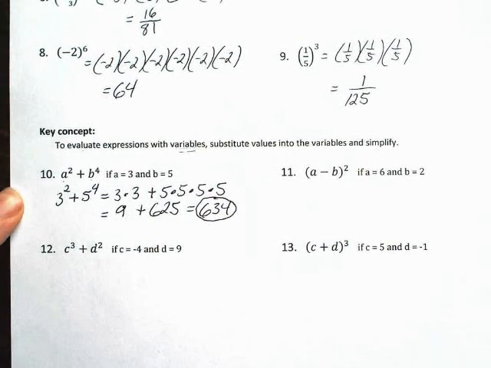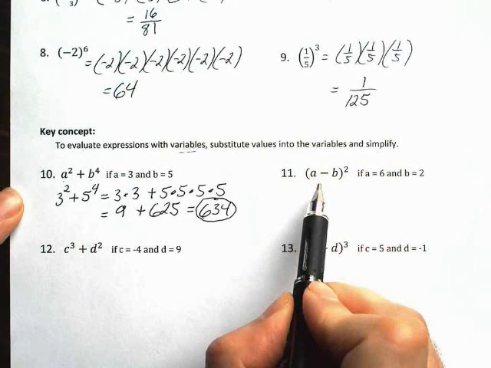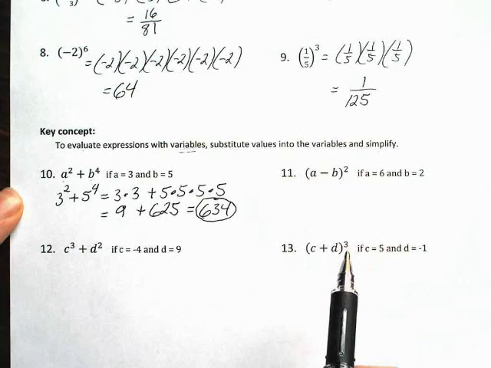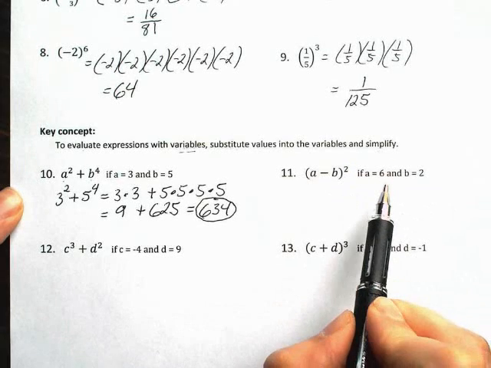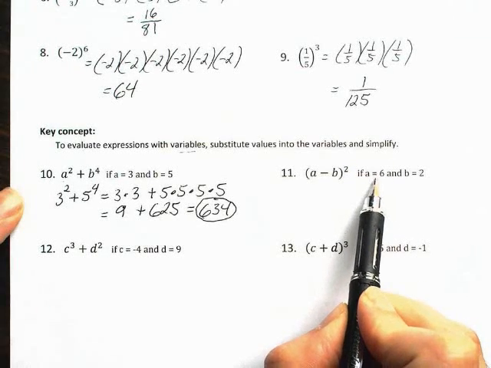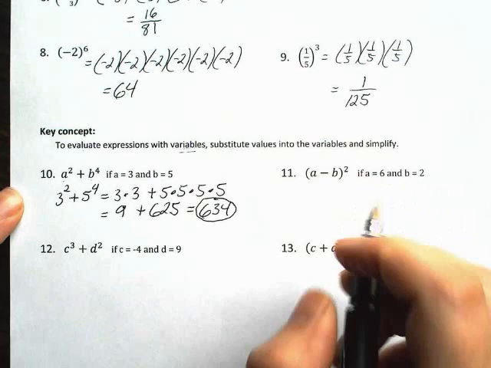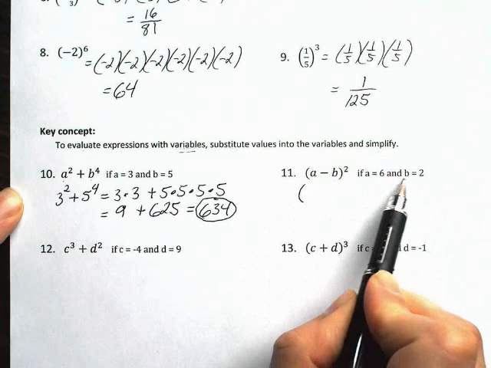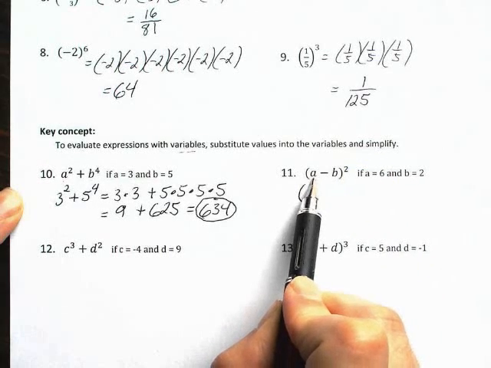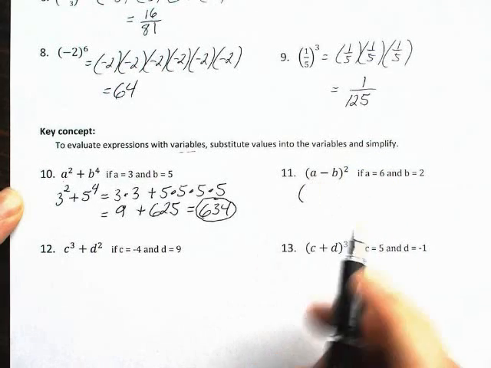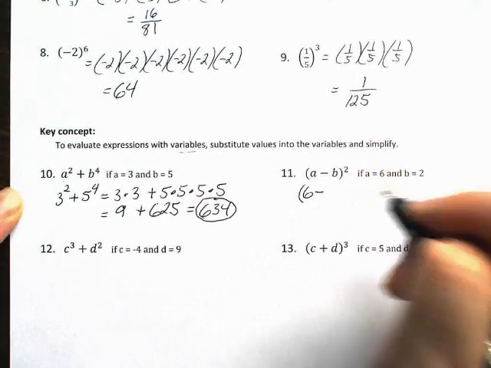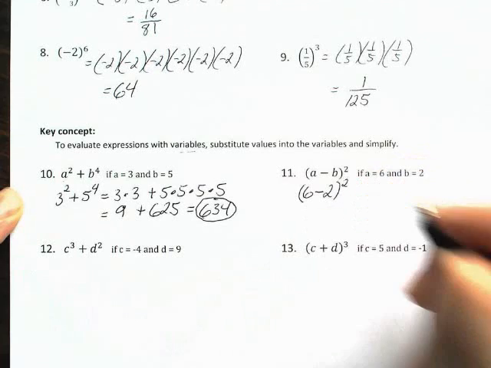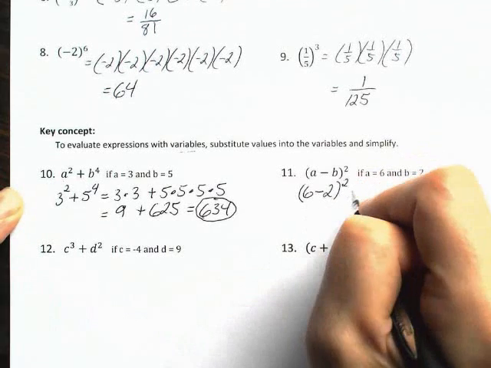Now as another example, problem 11, let's evaluate a minus b squared. And we're going to do that because we're given in the problem that a is equal to 6 and b is equal to 2. So the first thing to do is substitute these numbers in place of these variables. For the letter a, fill in 6. For the letter b, fill in 2. Don't forget its exponent. Okay?